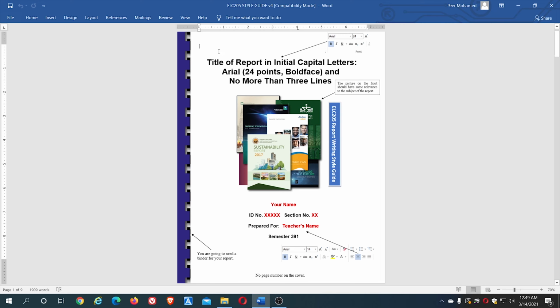You can see here on the top, the first three lines on the top is your title. You can write your title in one line, or you can write in 2 lines, or maximum 3 lines. It's up to you. When you are writing the title, the font should be Arial, the size of the font should be 24 point, and it should be bold. So you can see here, if you are typing in Microsoft Word, you can select all these options: Arial font, 24 size, and bold.